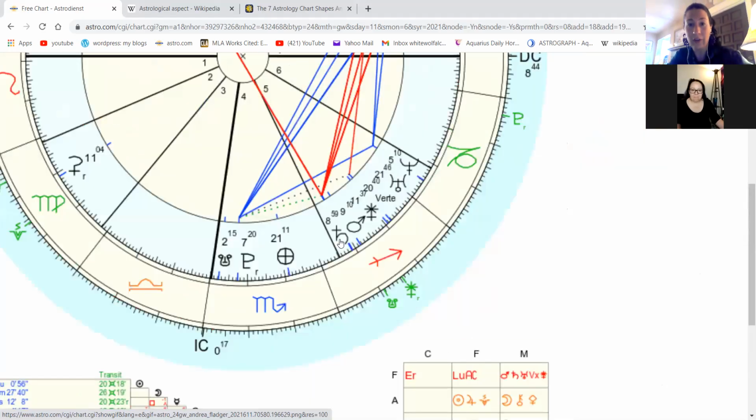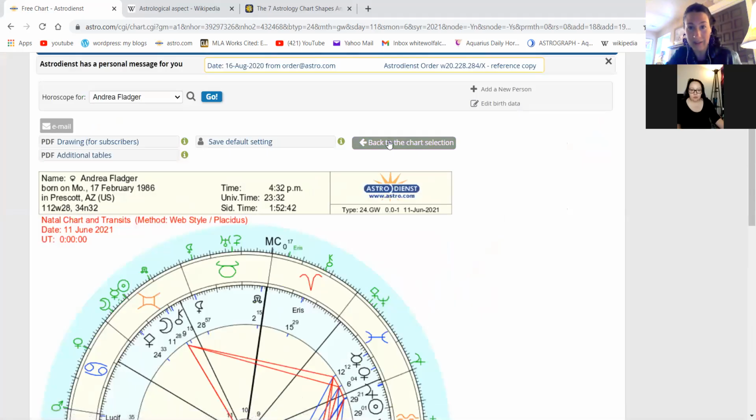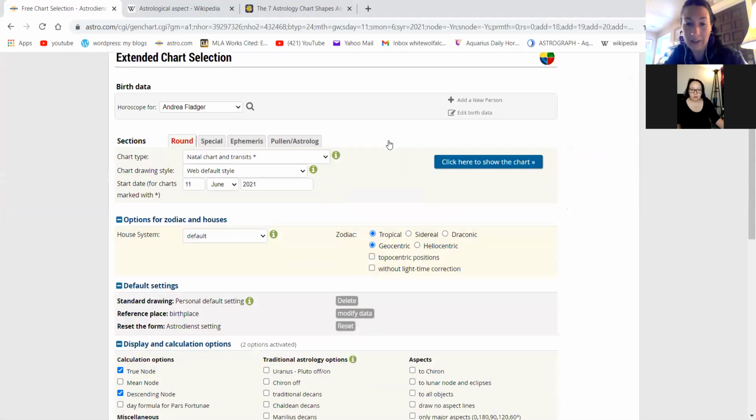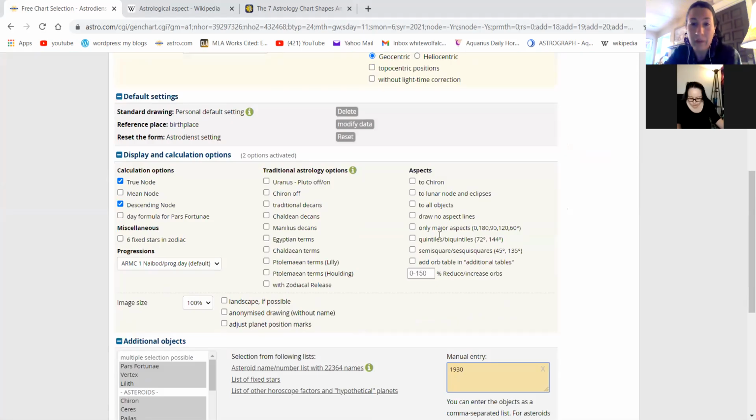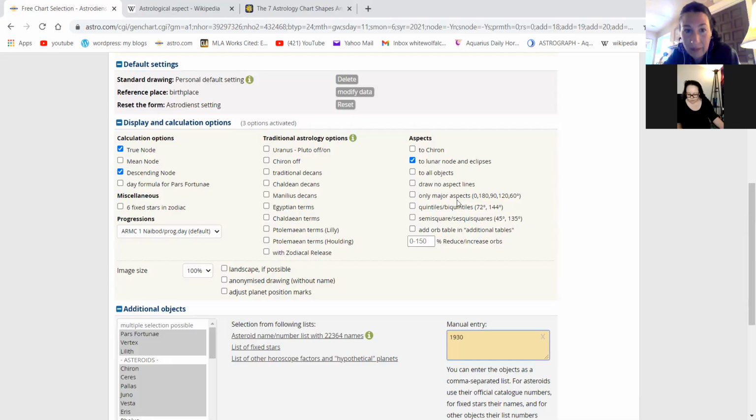Okay. But also, I'll show you how to, if you click back to the chart selection, there should be some sections you click on that allow more aspects. There's this whole aspect section. So you can do lines to Chiron. You can turn on to lunar nodes and eclipses. You can do to all objects. I have to all objects clicked right now.